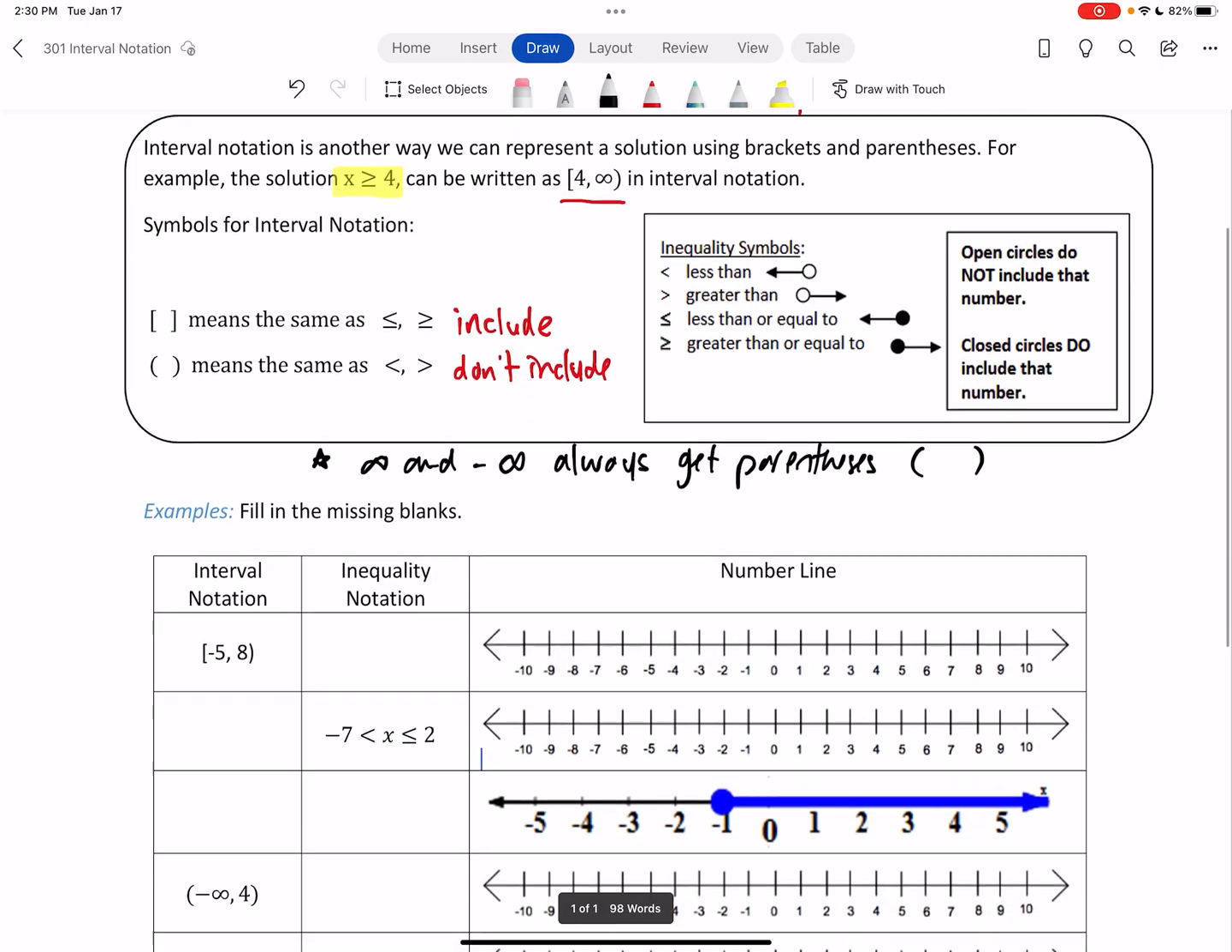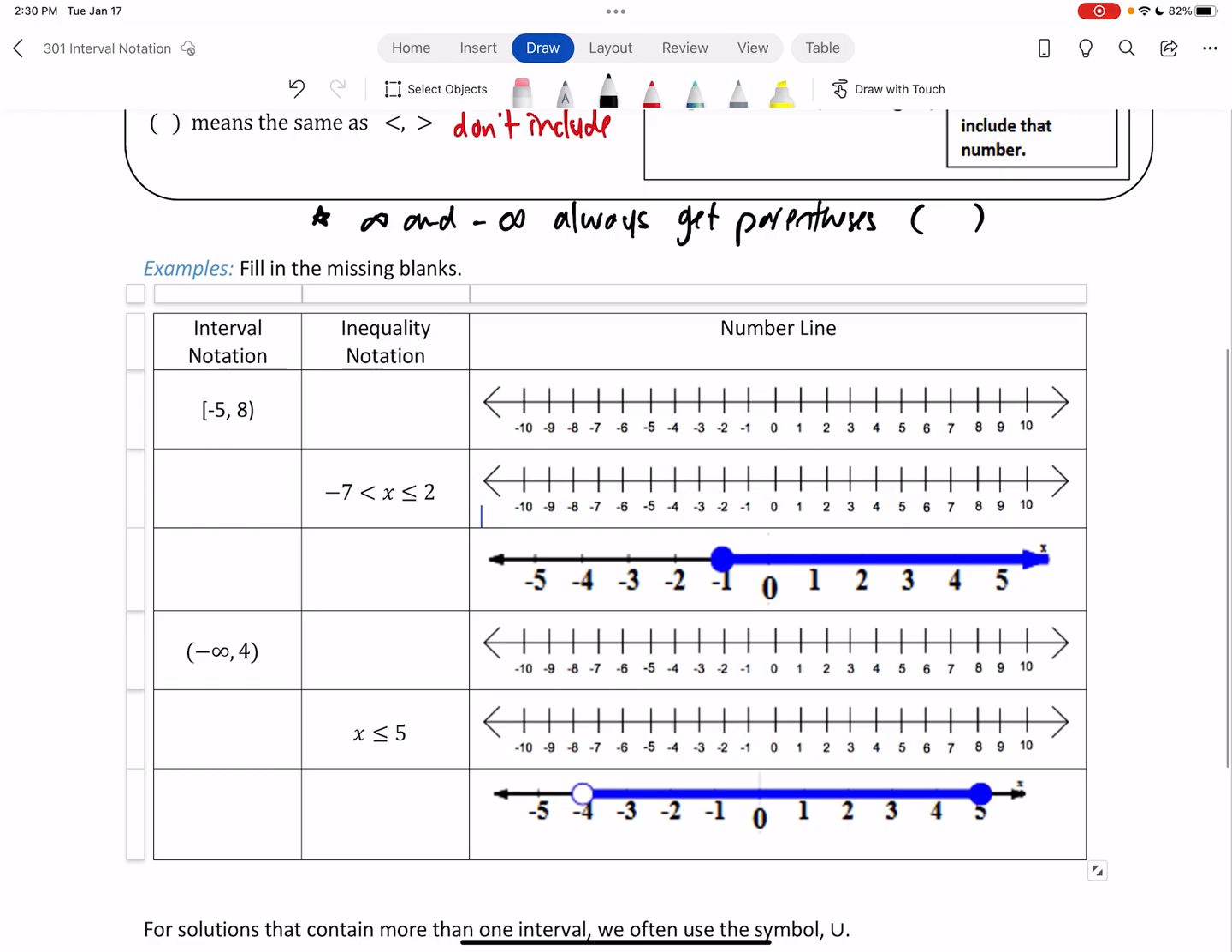So let's do some examples. Here they have given you different pieces. Some they give you the interval notation, some the inequality notation, and some the number line, and they want you to fill in the rest of the table. The first example says bracket -5, comma 8, parentheses. On my number line, I'm starting at -5 and going to 8. A bracket means I'm including the -5, so I would draw a filled in circle at -5. A parentheses means I'm not including it, so I would put an open circle at 8.